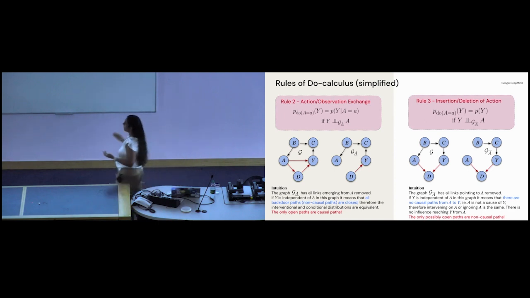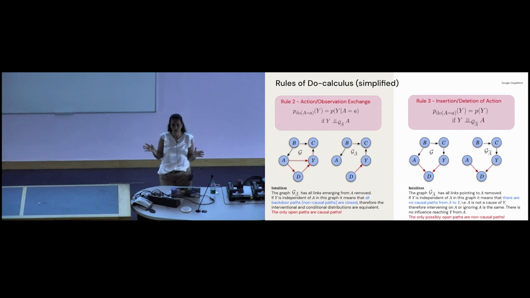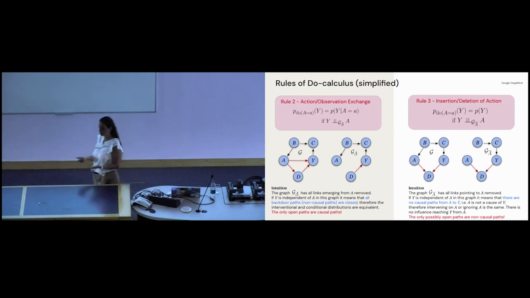So what's the intuition behind it? Well, if you look at this graph G of A, this graph has all the links that are emerging from A removed. So if Y is independent of A in this graph, that means that all the backdoor paths are closed. So we've removed the outgoing edges from A. All that are left are the backdoor paths. And if Y is independent of A, that means that those backdoor paths are closed. So you can write these equivalents.